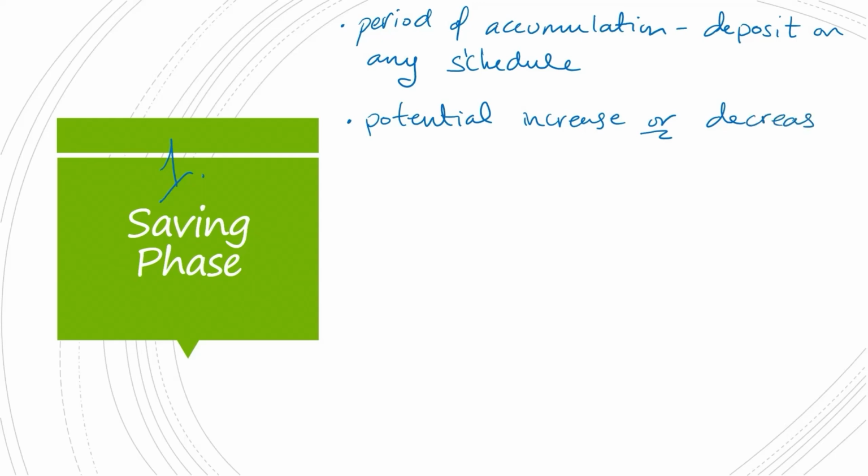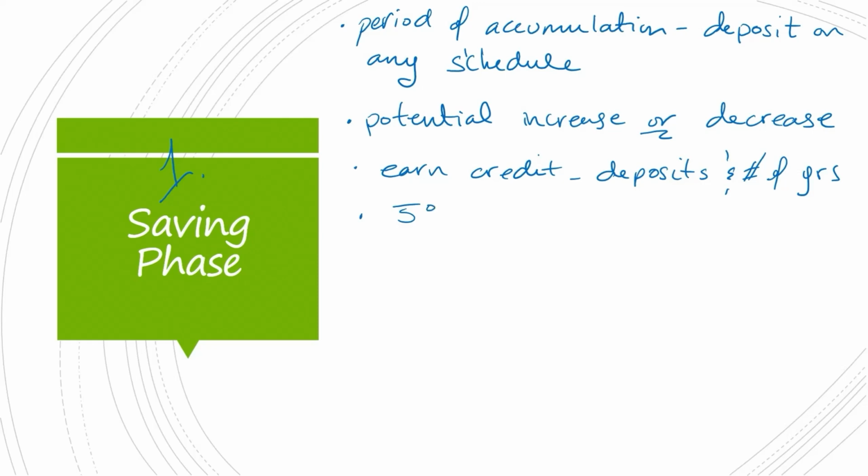And as they're putting money into their segregated fund, they are earning credit. And the amount of credit that they earn is dependent on how much money they deposit, as well as the number of years that it's been deposited for. So of course, as always, the longer that it's in, the more opportunity it has to grow. And of course, the higher the deposit, the more credit. For the purpose of this presentation, we're going to say that your client gets a 5% guarantee on each deposit. And they have the ability to reset every 3 years.